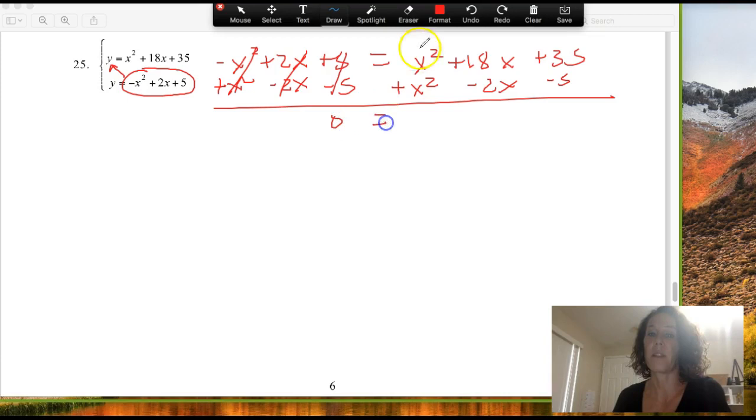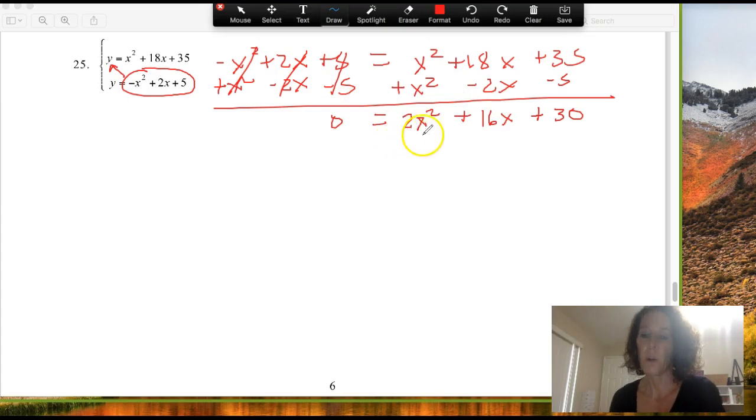And then let's go ahead and add these together. You get 1x squared plus another x squared is 2x squared. And then 18x minus 2x will be 16x. And then 35 minus 5 is going to be plus 30. Now I can go ahead and try to solve this.